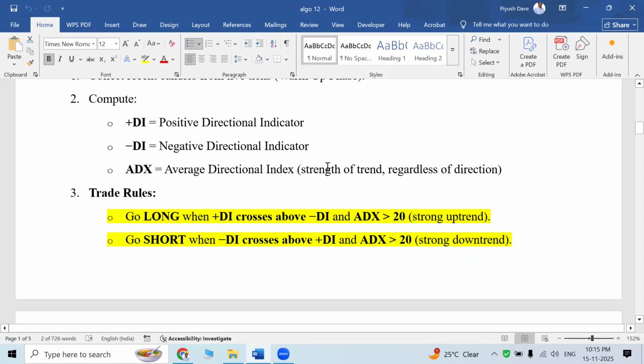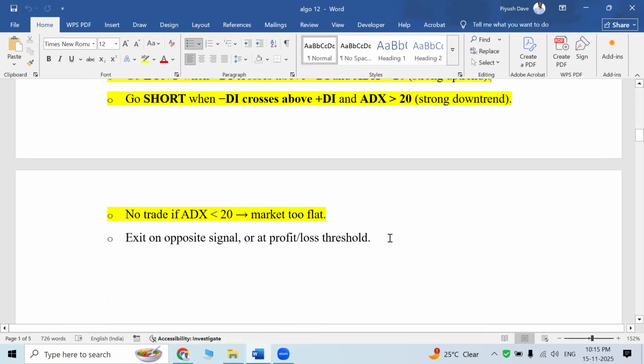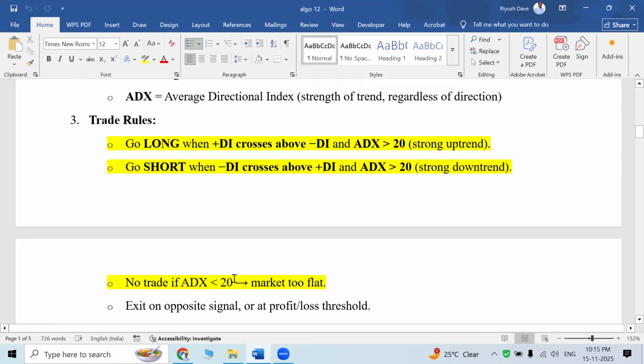Now, how do we trade with DI? If plus DI crosses above minus DI, we go long, but there is a rule that ADX should be greater than 20. If minus DI crosses over plus DI, we go in the downward direction, meaning there is a strong downward trend. The ADX must be above 20, and only then will we trade. If ADX is below 20, even if plus DI crosses minus DI or minus DI crosses plus DI, we are not going to trade at all.